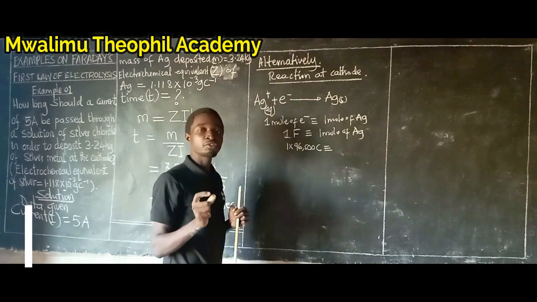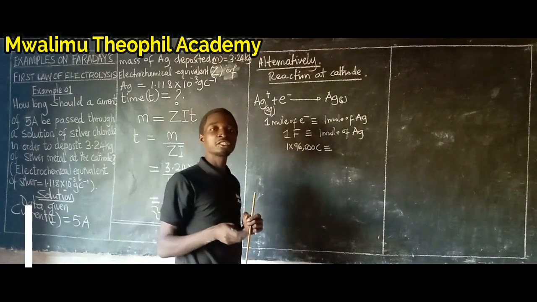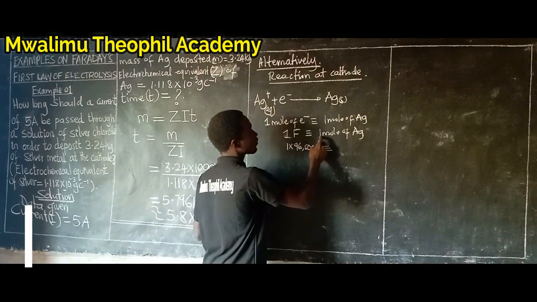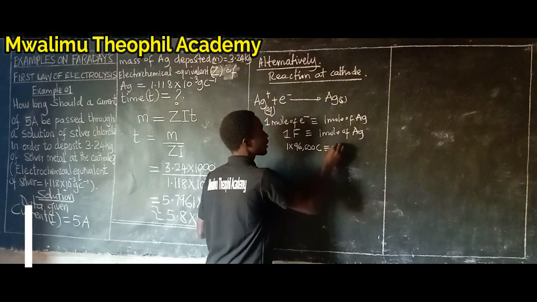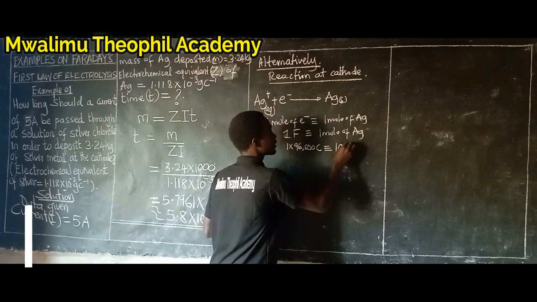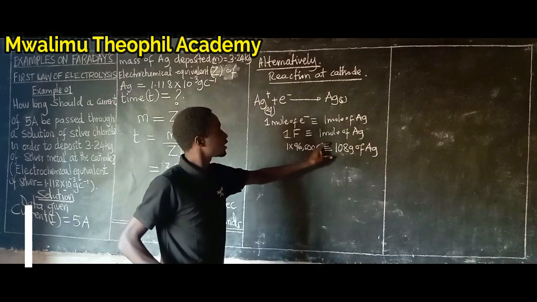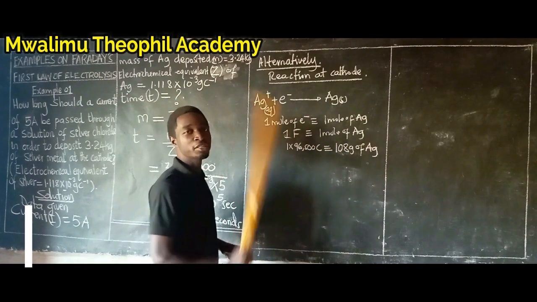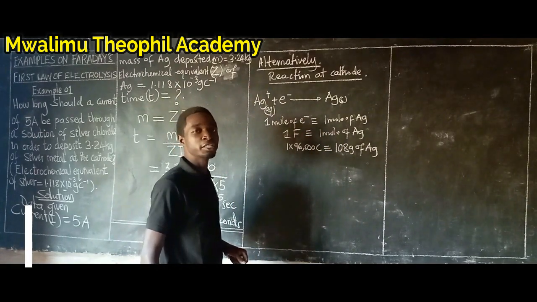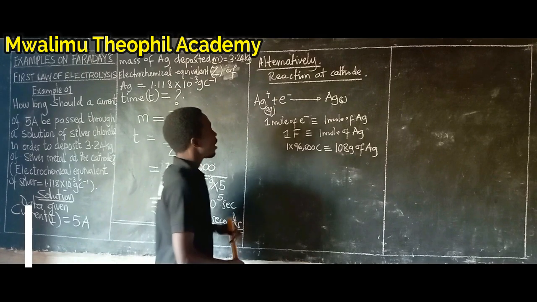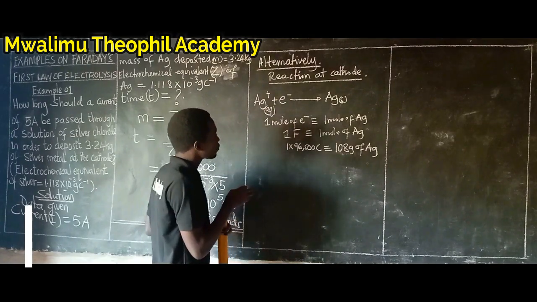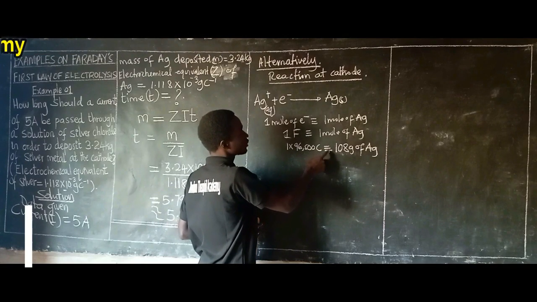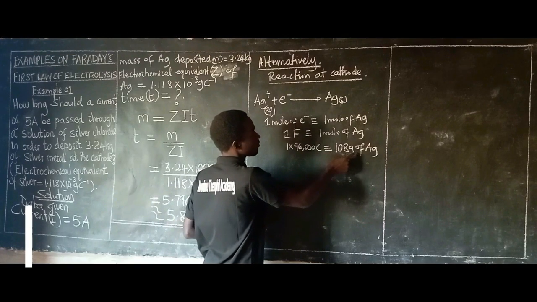But also, you have to remember that 1 mole of silver is equal to 108 grams. So instead of writing 1 mole of silver, I am going to write 108 grams of silver. Why have I changed it to mass? I have changed it to mass so as to compare with the given amount, which is in terms of mass. So, 1 times 96,500 coulombs is equivalent to 108 grams of silver.